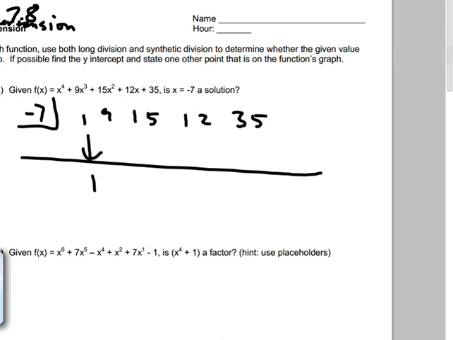Multiply by that, -7. Add those. 2. Multiply those. Add those. Keep going from there. Try it.